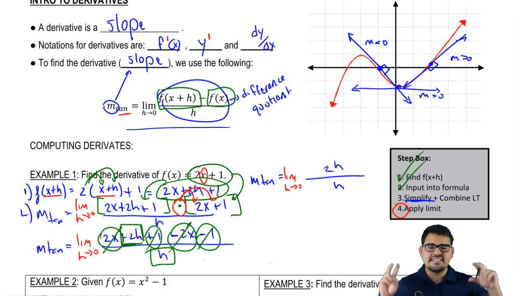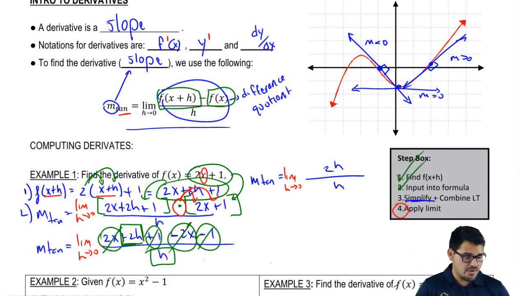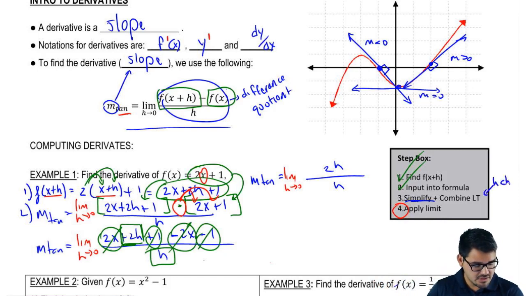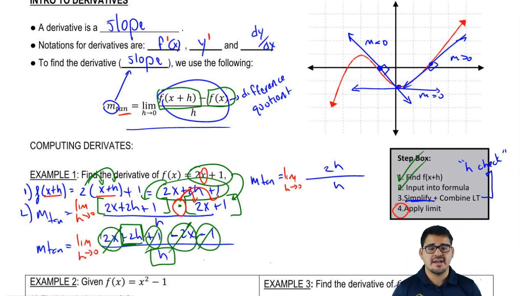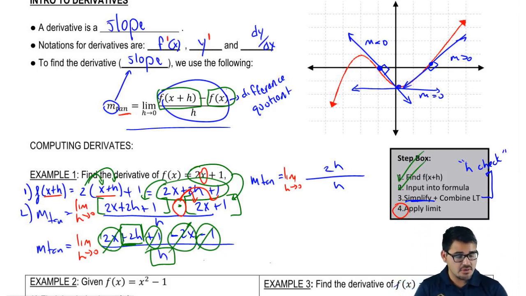So there's also this hidden step that I like to always talk about when computing the derivative the long way, which ties on to step 3, which is going to be called our h check. So let me write that maybe up here. It's part of step 3, but it's going to be called the h check. And by h check, I mean that every term in the top, in the numerator, has an h. So look, we have a 2h in the top, the 2h has an h in it, so we're good to go.